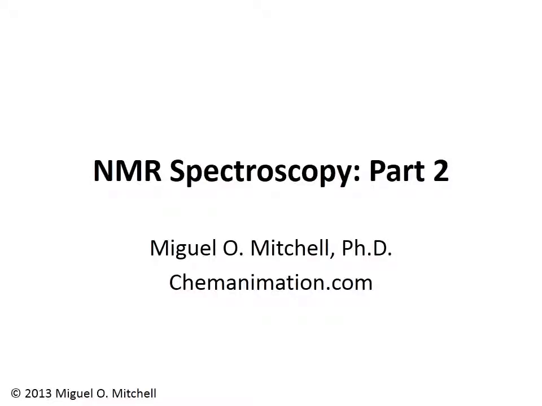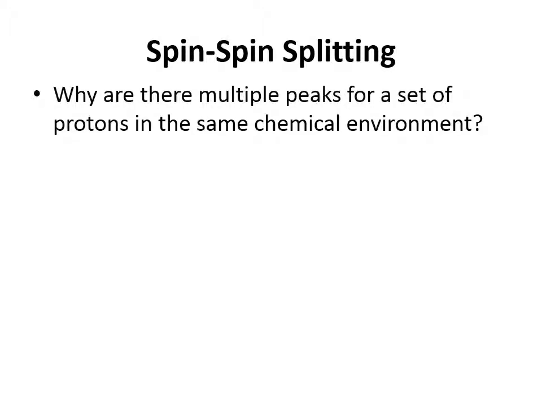This lecture is on NMR spectroscopy, part 2. Remember that in part 1, NMR spectra often showed more than one kind of peak. Sometimes a set of protons showed up as multiple peaks. This is called spin-spin splitting. Why are there multiple peaks for a set of protons in the same chemical environment?